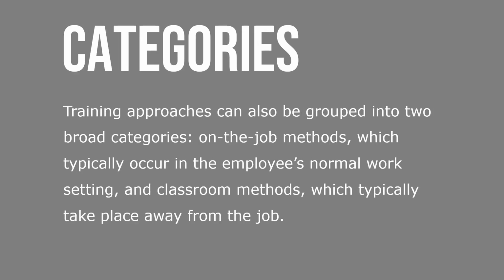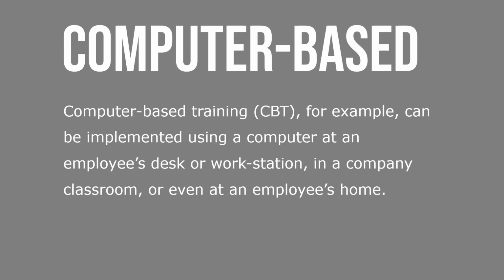Training approaches also can be grouped into two broad categories: on-the-job methods, which typically occur in the employee's normal work setting, and classroom methods, which typically take place away from the job. Computer-based training, or CBT, for example, can be implemented using a computer at an employee's desk or workstation, in a company classroom, or even at an employee's home.